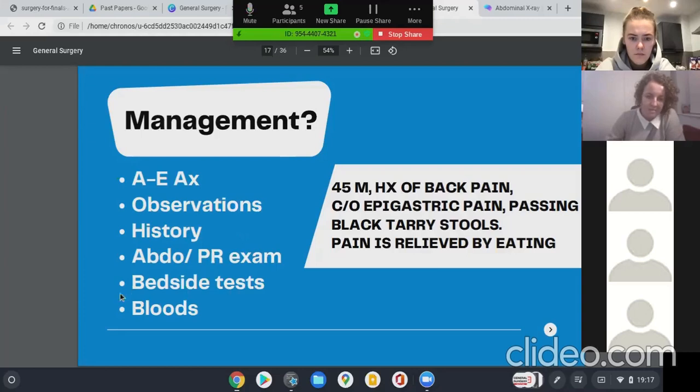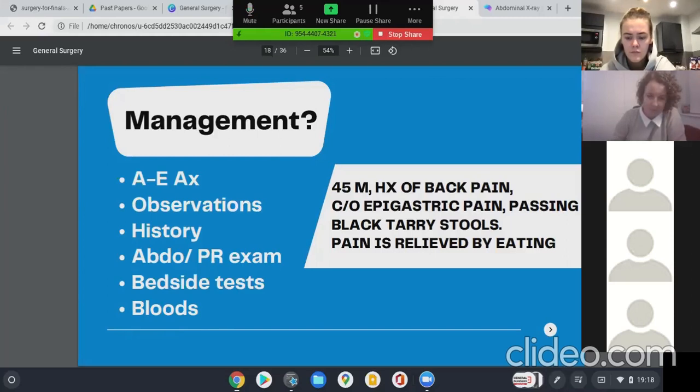This is a really bad management plan because I've just written bloods. I've not written what kind of bloods. So we obviously want to do a full blood count, checking particularly for a low hemoglobin. Also U&Es, LFTs, the usual, but paying particular importance to urea. As with any patient with abdominal pain, you also want to make sure you've got a lactate because that can indicate how unwell they are.